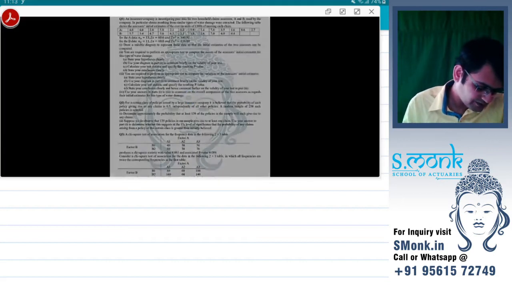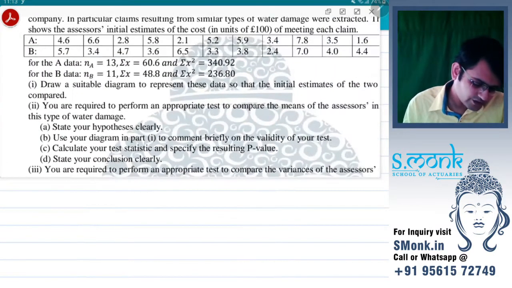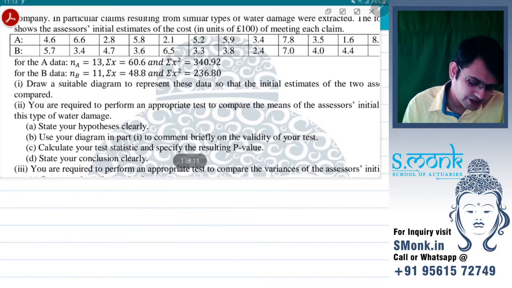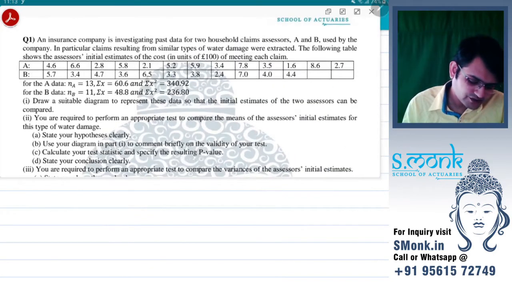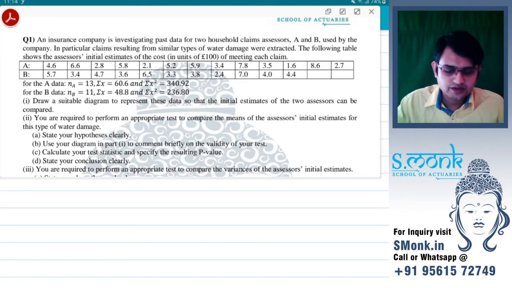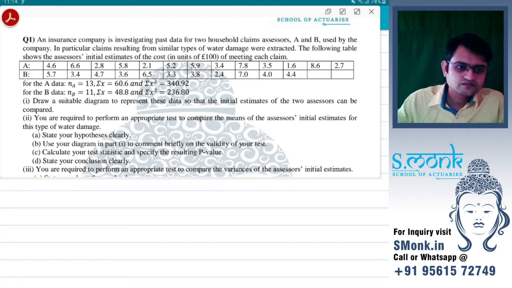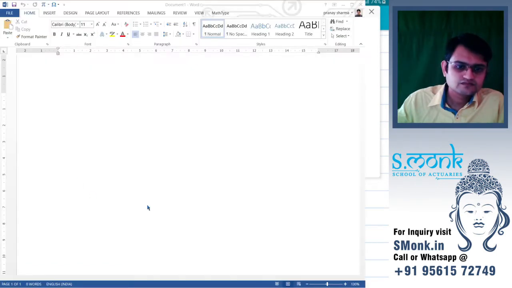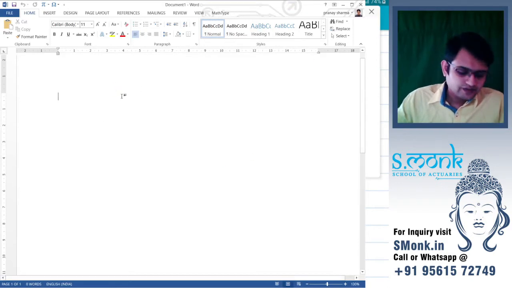Draw a suitable diagram to represent these data so that the initial estimates of the two assessors can be compared. Now, rather than drawing it on paper, I'll just show you how we would draw it in Word. So here we have Word.